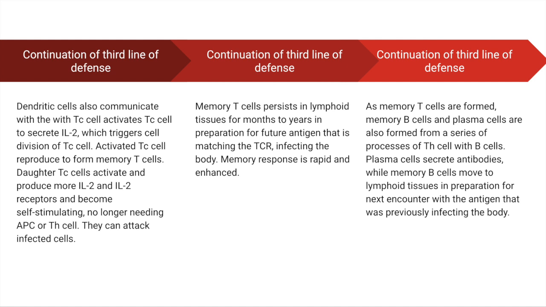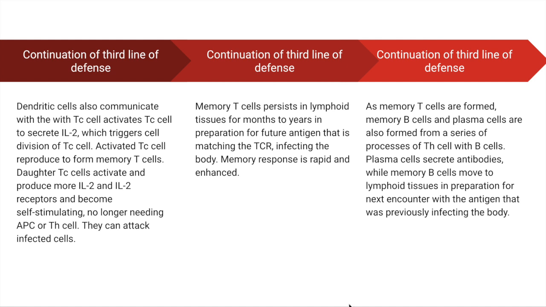The daughters of TC cells activate and produce more interleukin 2 and interleukin 2 receptors and become self-stimulating. This means they no longer need APC, or the antigen presenting cells, or even Th cells. They can attack infected cells on their own.